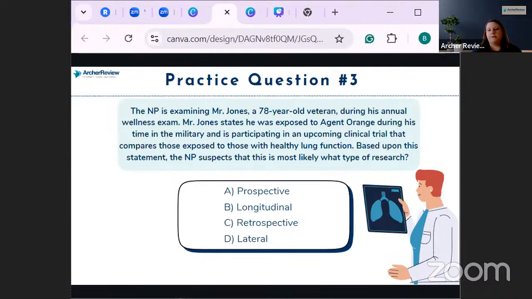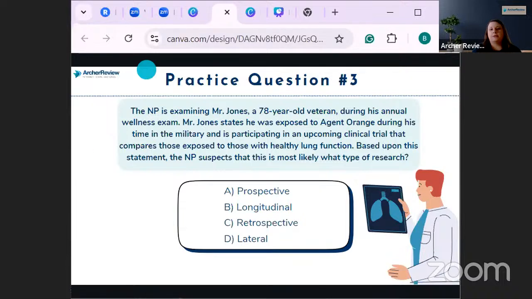Jones, a 70-year-old veteran, during his annual wellness exam. Mr. Jones states he was exposed to Agent Orange during his time in the military and is participating in an upcoming clinical trial that compares those with healthy lung function. Based upon this statement, the NP suspects this is most likely what type of research? So again, do y'all think that this is going to be A, prospective, B, longitudinal, C, retrospective, or D, lateral?